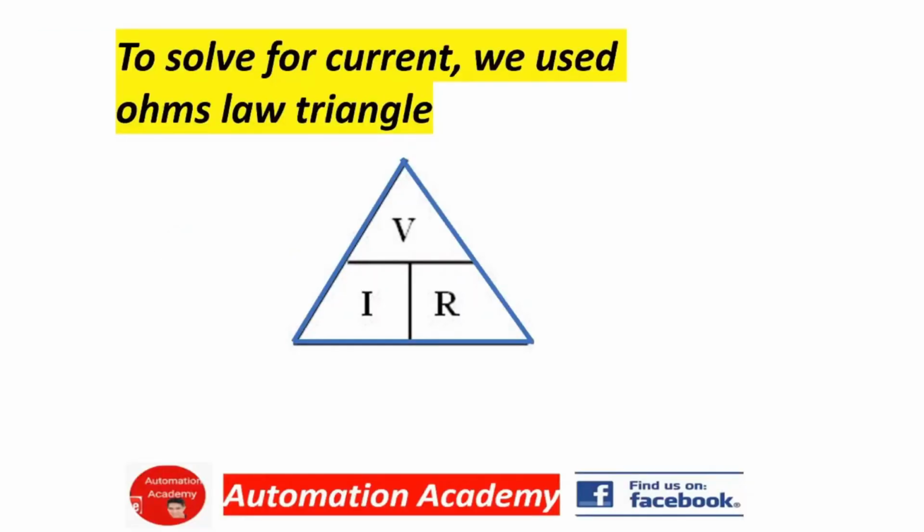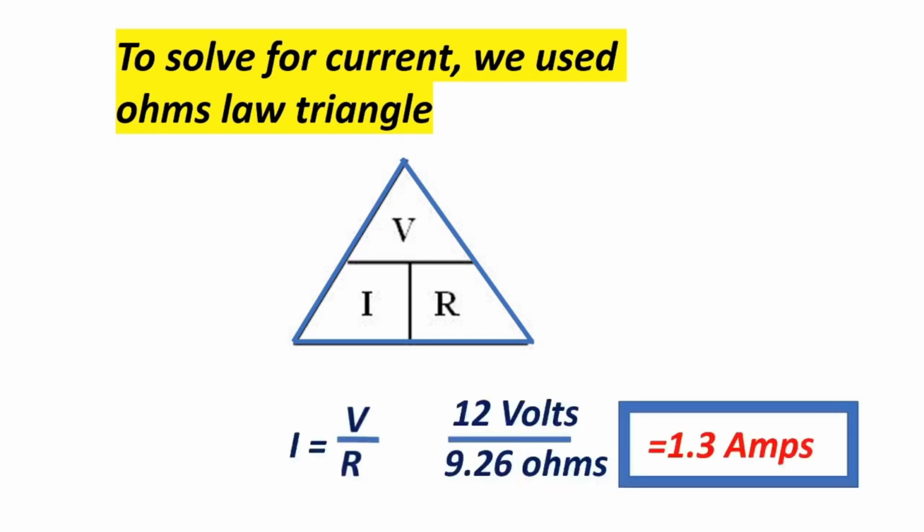To solve the current, we use Ohm's law triangle. I equals V over R. Our voltage is 12 volts. Our total resistance in parallel is 9.26 ohms. And the answer is 1.3 amperes.